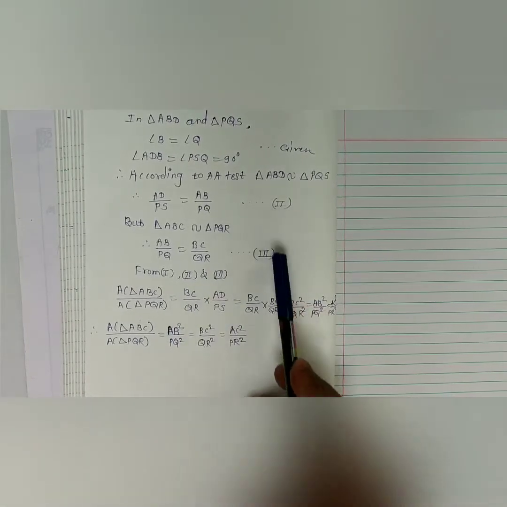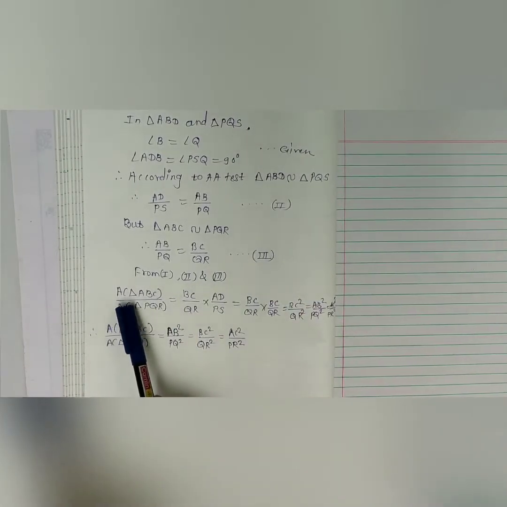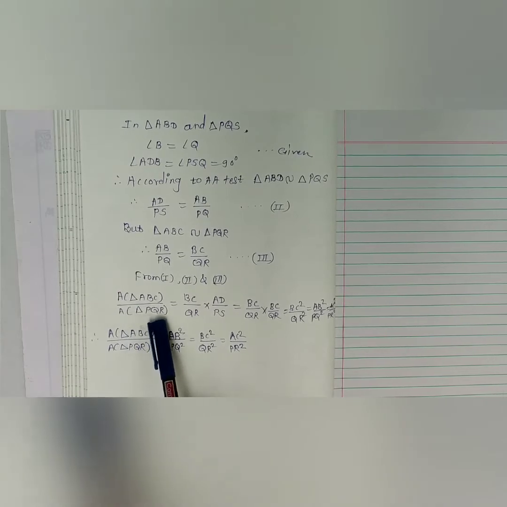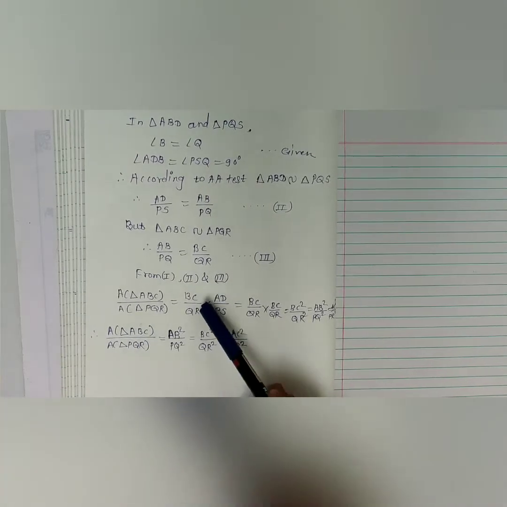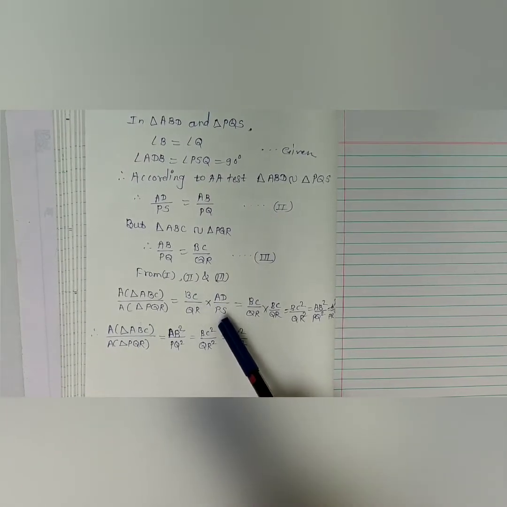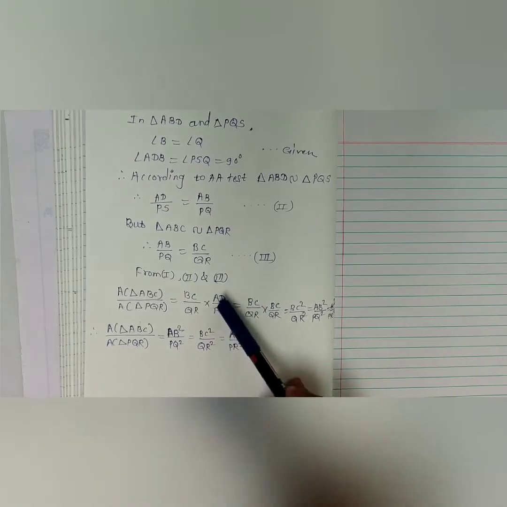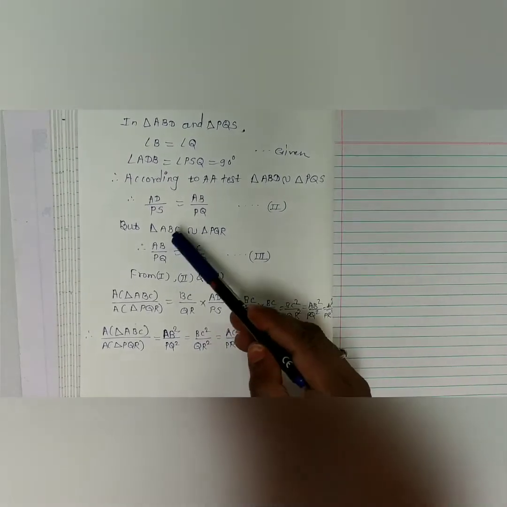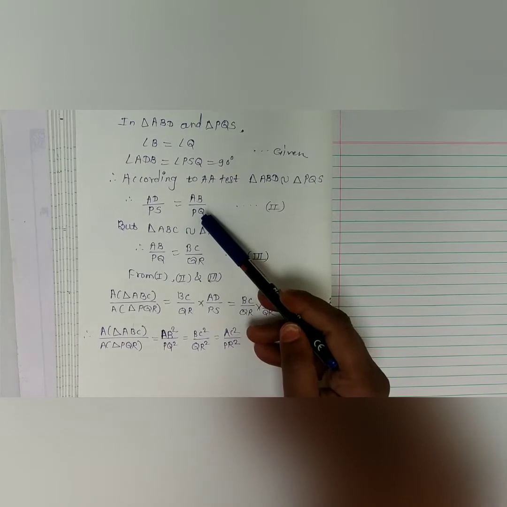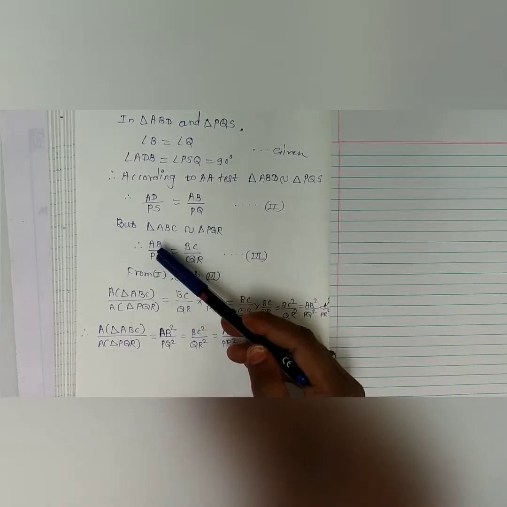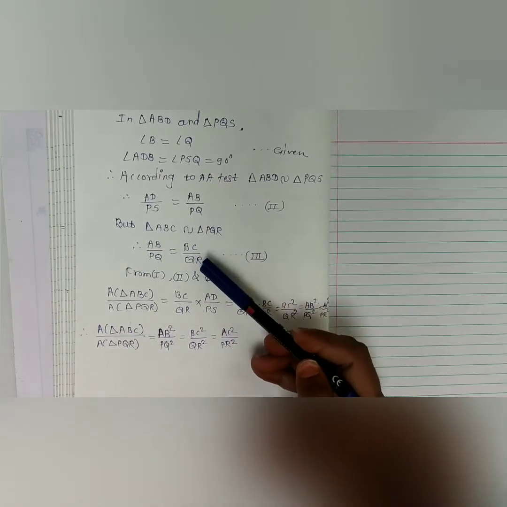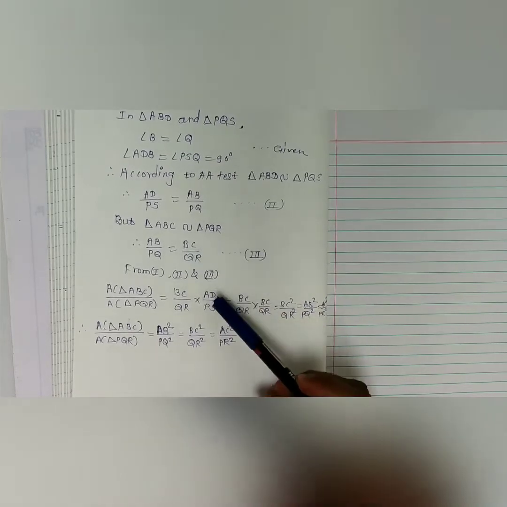Therefore, after putting the value of second and third in first, we get area of triangle ABC upon area of triangle PQR is equal to BC upon QR into AD upon PS. This is the first. And what is the value of AD upon PS? AB upon PQ. But in second, what is the value of AB upon PQ? BC upon QR. Therefore, what is the value of AD upon PS? BC upon QR.